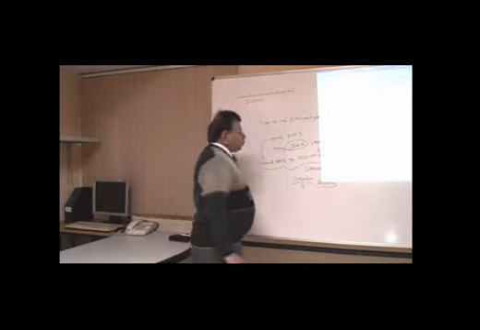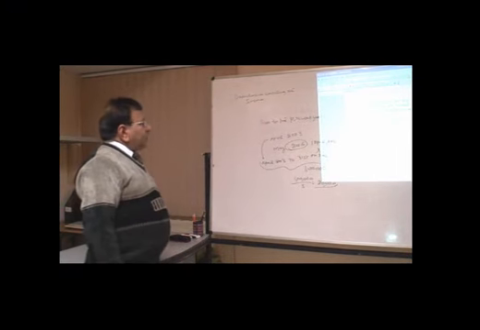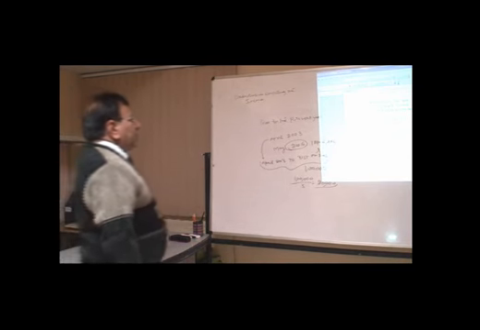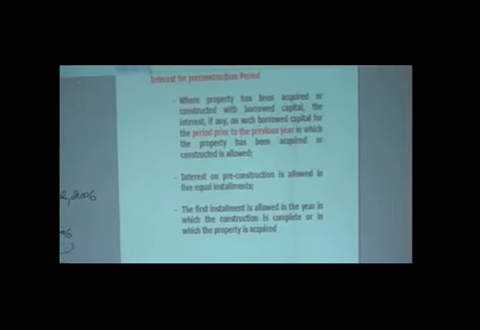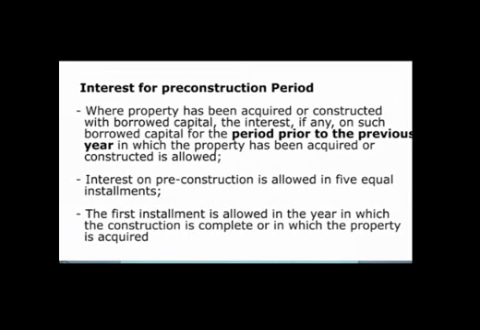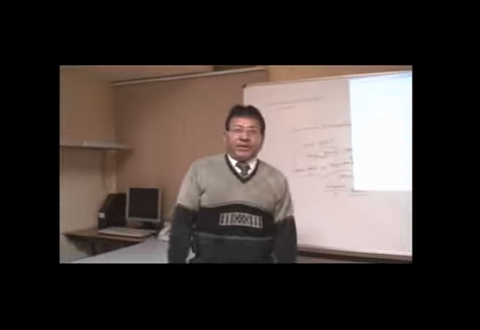So to sum up, we can say, number 1, where the property has been acquired or constructed with borrowed capital, the interest, if any, on such borrowed capital for the period shall be allowed for the period prior to the previous year in which the property has been acquired or constructed. Number 2, interest on pre-construction is allowed in 5 equal installments. And number 3, the first installment is allowed in the year in which the construction is complete or in which the property is acquired. So these things are very important for the pre-construction period.